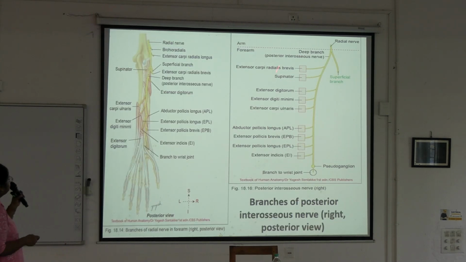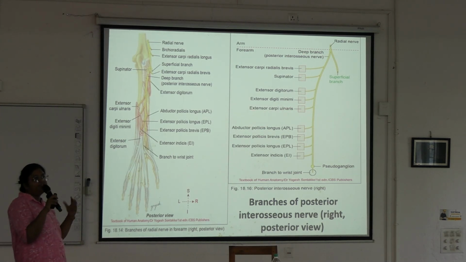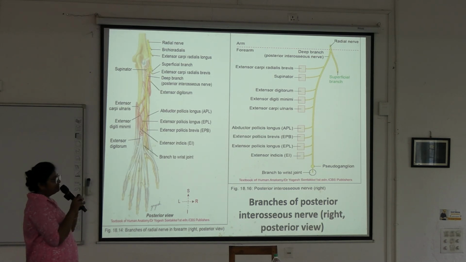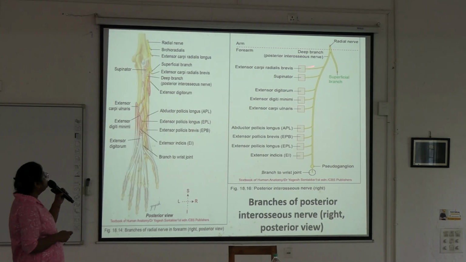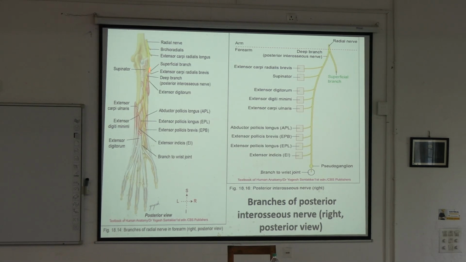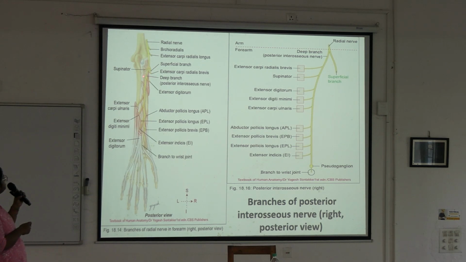Here the branches of the posterior interosseous nerve have been shown, dividing before piercing the supinator, in the supinator, and after piercing the supinator. Before piercing the supinator, it supplies these two muscles, extensor carpi radialis brevis and the supinator. See, this one is the supinator muscle. Here it divides into two branches. This is the superficial branch, and the deep branch continues downward as the posterior interosseous nerve. This is the branch to extensor carpi radialis brevis, and the branch to supinator.